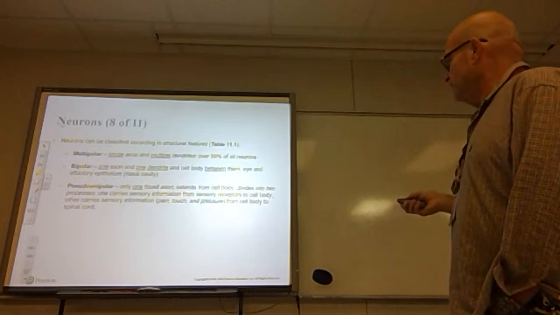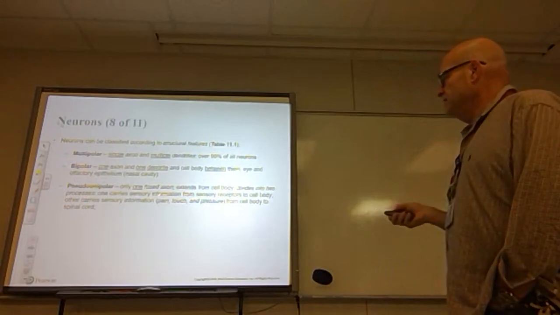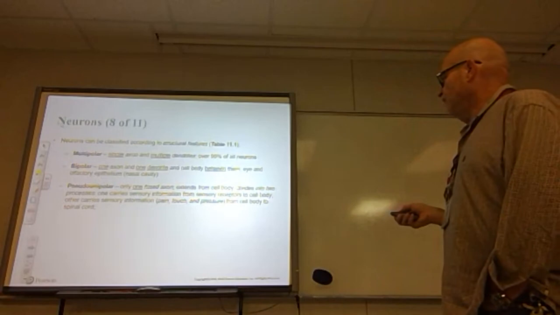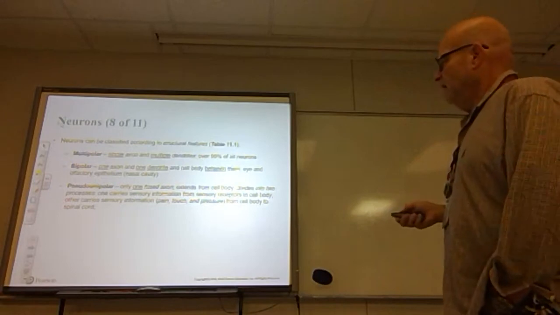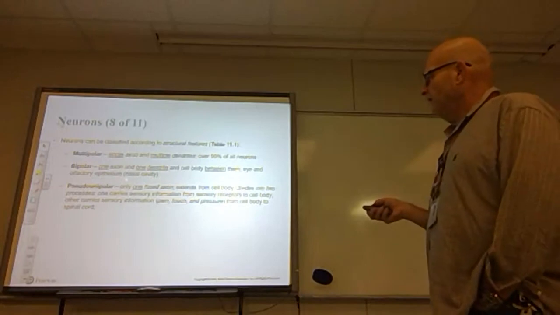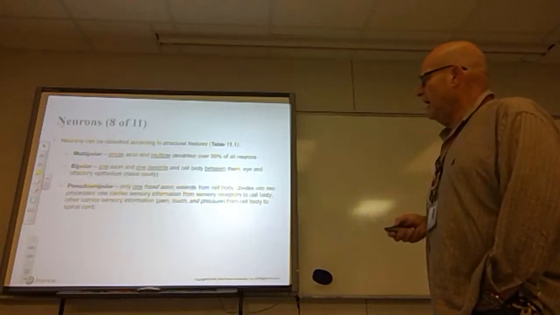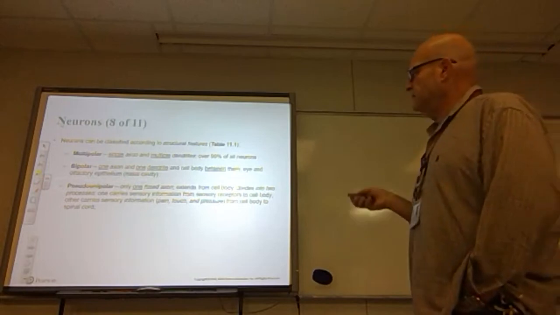That axon extends from the cell body. It divides into two processes. One carries sensory information from these receptors. The other carries sensory information from the cell body to the spinal cord. You'll notice these pseudo unipolar neurons do not have any dendrites.